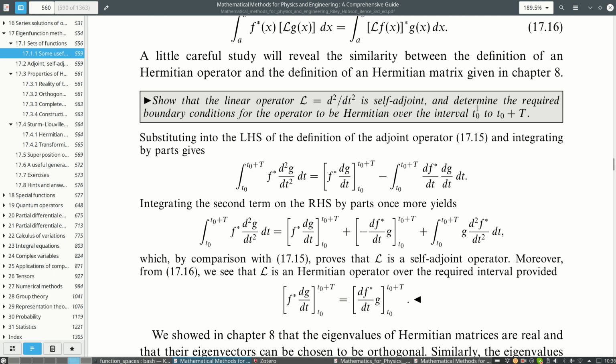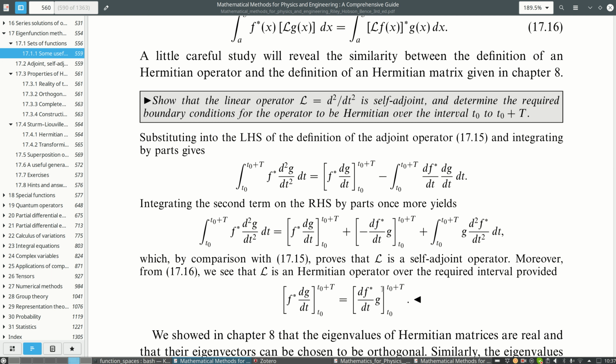And then determine which boundary conditions you need to make the operator Hermitian in the interval t0 to t0 plus capital T. Now, what I'd like you to do is to approach this problem and try and come up with the least restrictive boundary conditions you can think of. And consider what that might mean practically. Okay, so the solution is kind of in here.